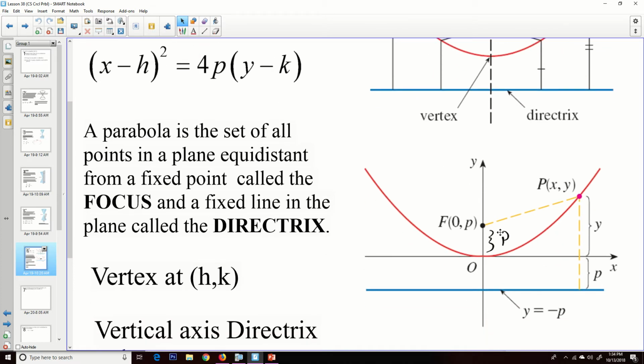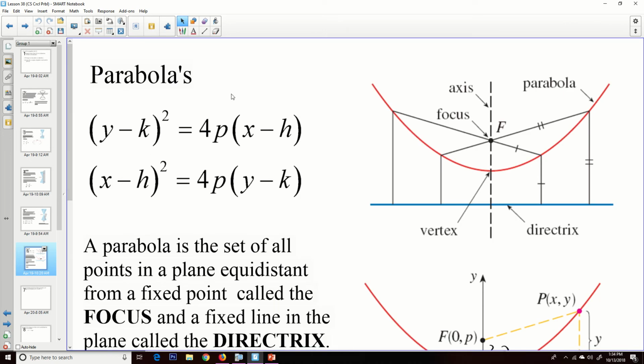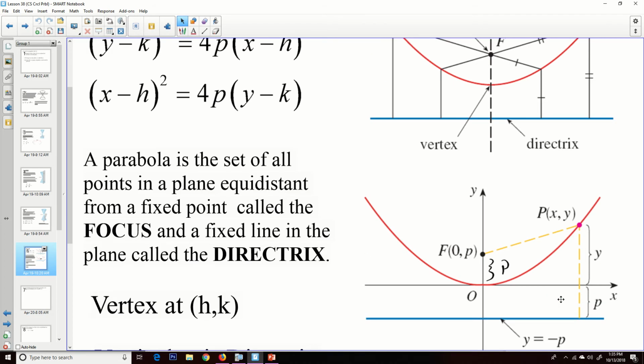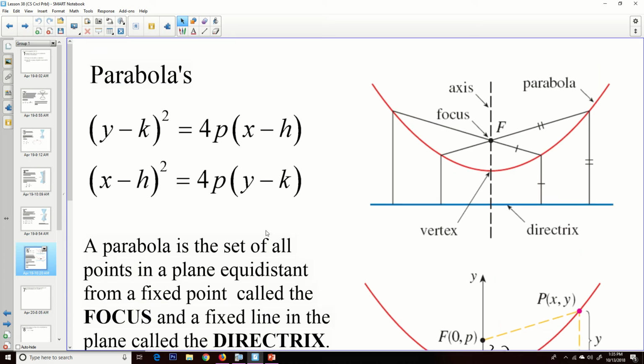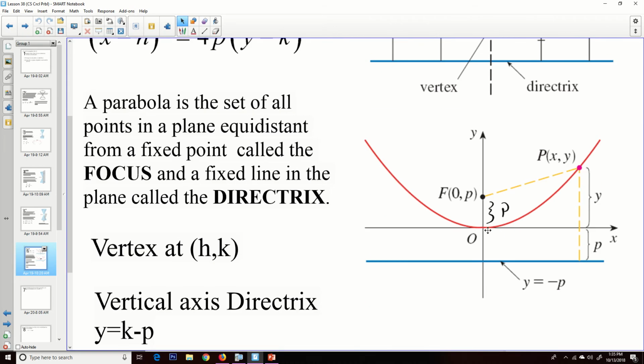So when you talk about the parts of this particular equation, if we're going to try and figure those out, the h and the k are the coordinates of the vertex, and this p value right here is the distance from the vertex to that focus. And then the distance from the vertex to the directrix would be negative p.